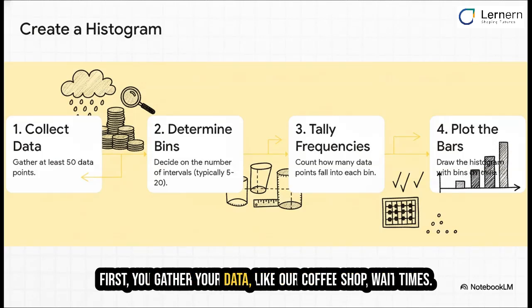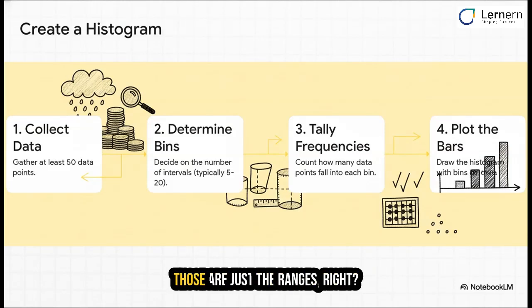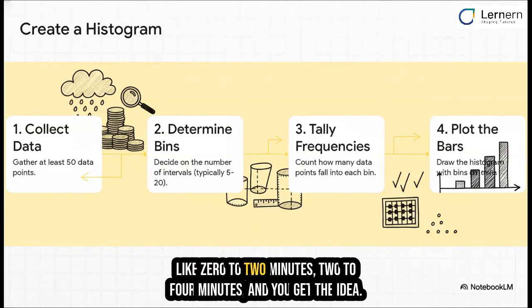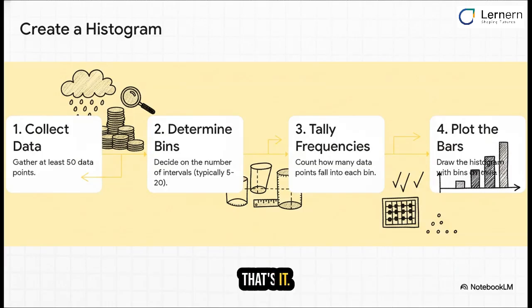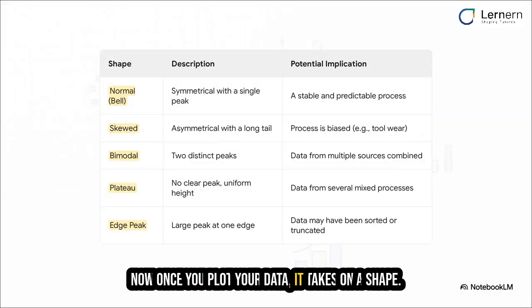And making one is actually surprisingly simple. First, you gather your data, like our coffee shop wait times. Then you decide on your bins. Those are just the ranges, right? Like 0 to 2 minutes, 2 to 4 minutes, and you get the idea. After that, you just count them up. How many data points fall into each bin? And boom, you plot those counts as bars. That's it.